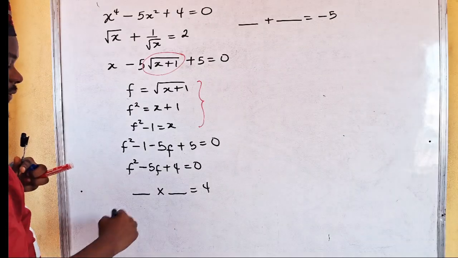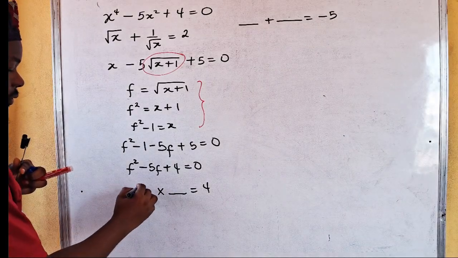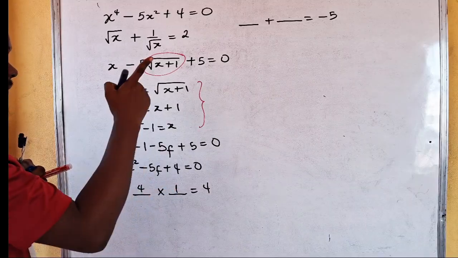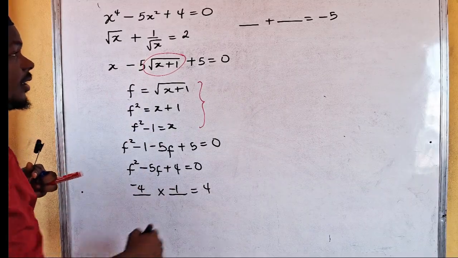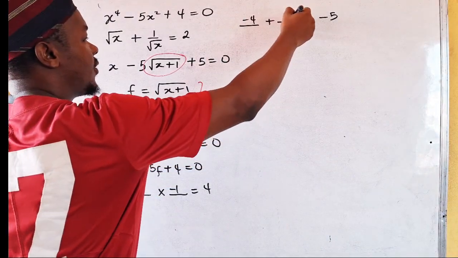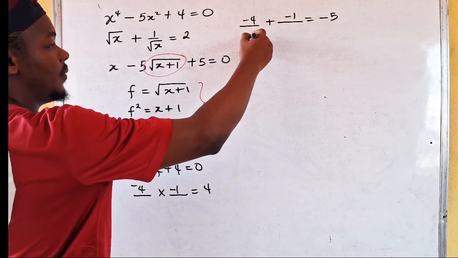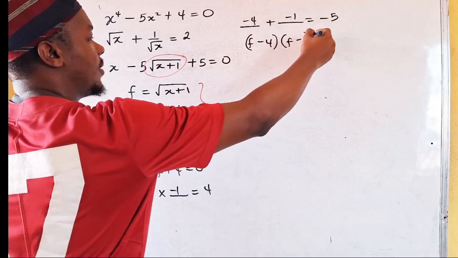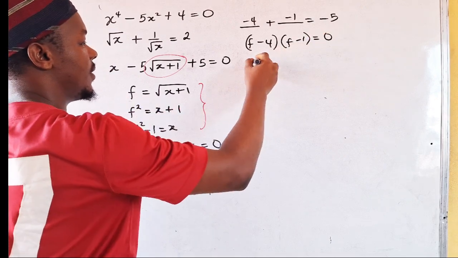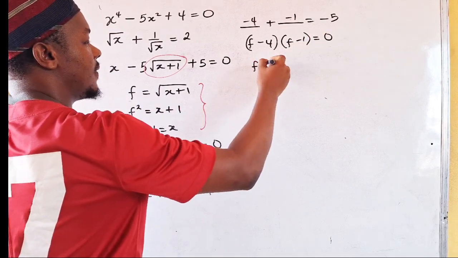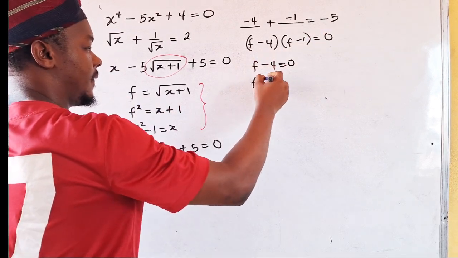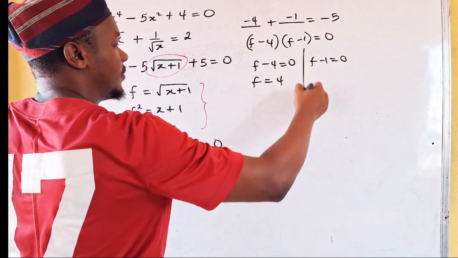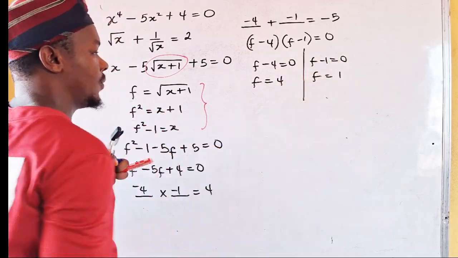So what do we multiply to give us 4? We're going to go with 4 and 1 again. Then can we add 4 plus 1 to give us minus 5? No. So let's put minus here. So that's minus 4 minus 1. So we're going to have f minus 4, f minus 1 equals 0. So f minus 4 is 0, f equals 4. And f minus 1 is 0, so there's no confusion, f equals 1.